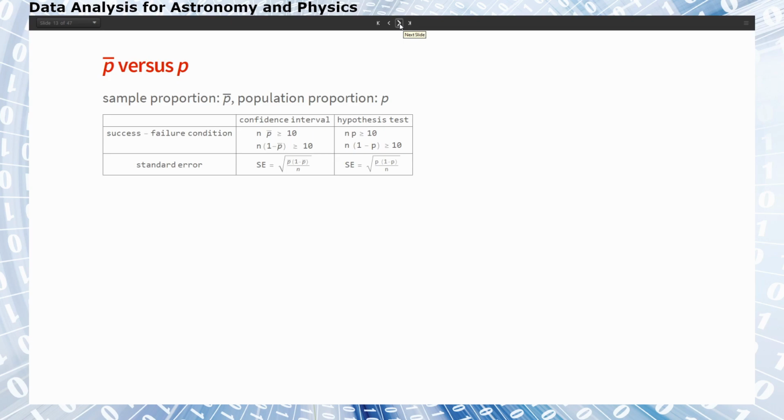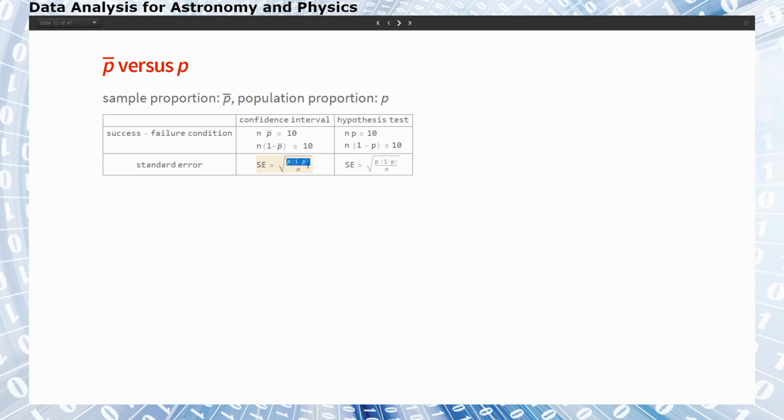Now, be careful to distinguish between the sample proportion P bar and the population proportion P. When we are computing a confidence interval, the confidence intervals are properties of our samples, properties of the data. Therefore, we use the sample proportion P bar, n times P bar, or for the standard error P bar times 1 minus P bar.